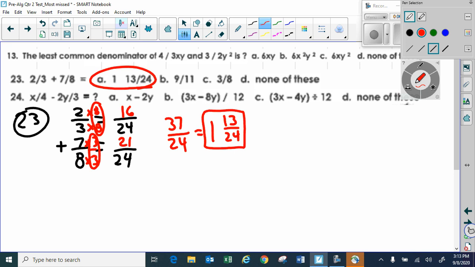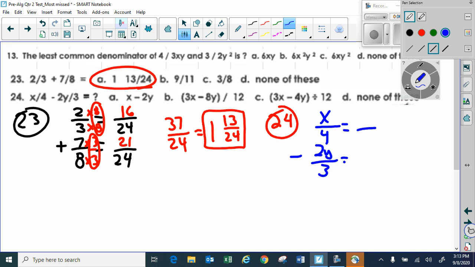Okay, next one, 24. x over 4 minus 2y over 3. Again, the common denominator between 3 and 4 would be 12. 3 times what is 12? 4, so I multiply the numerator by 4. 4 times 3 is 12, so I multiply the numerator by 3 in this one.